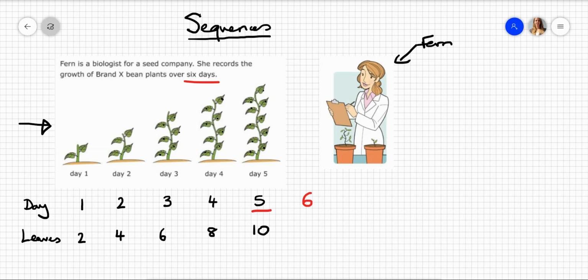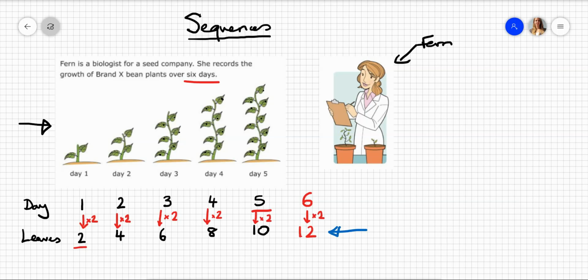So for each day, if we multiply what day it is by 2, we end up getting the number of leaves. So if we multiply 1 by 2, we get 2. Multiply 2 by 2, we get 4. Multiply 3 by 2, we get 6. Multiply 4 by 2, we get 8. Multiply 5 by 2, we get 10. So, on the 6th day, we would expect to see 12 leaves.